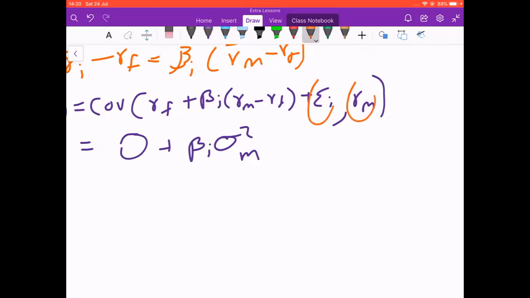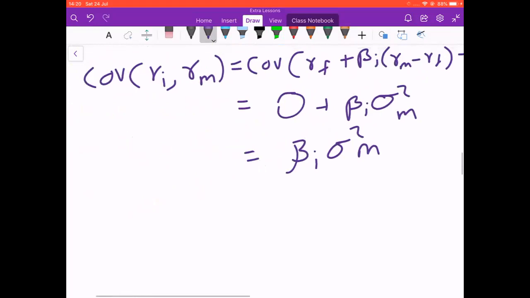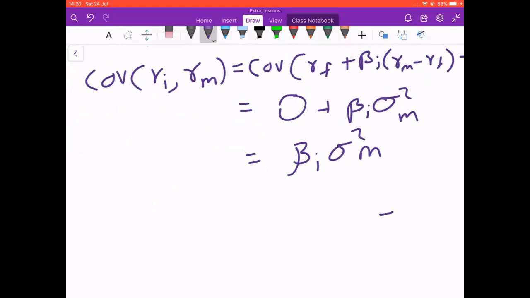So basically, your covariance is going to be beta sigma squared m. This is where beta comes from. Sometimes if they ask you to prove where beta comes from, you can just make beta the subject of the equation. So this is the same as beta I M. If they do ask, this is how you actually have to prove it.